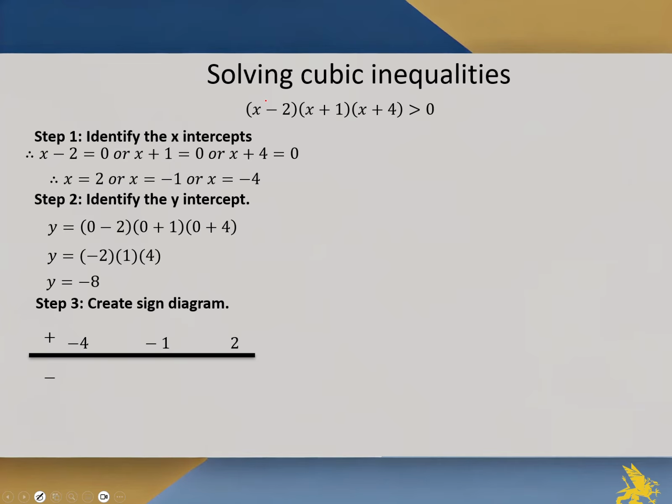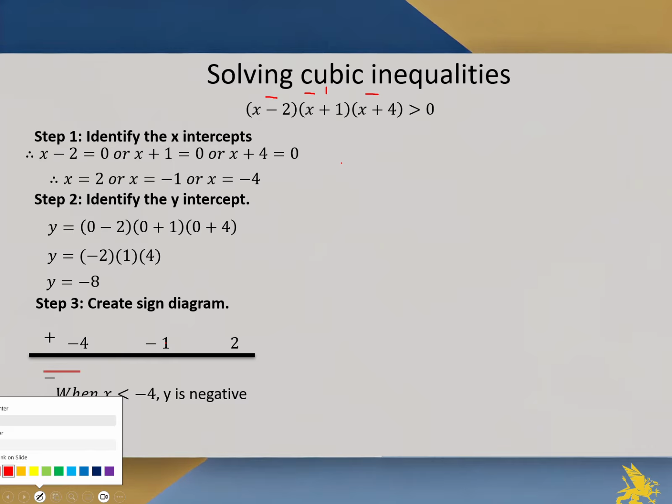So if I've got -5 take away 2, that is a negative. -5 plus 1 is a negative. -5 plus 4 is a negative. So negative and a negative is a positive. Positive and a negative is a negative. I'll go to the next part and look for a number between -4 and -1. So I'll just clear this.